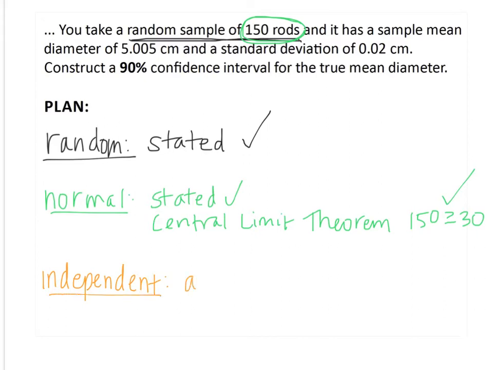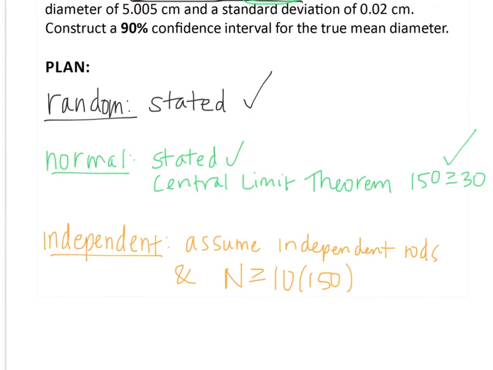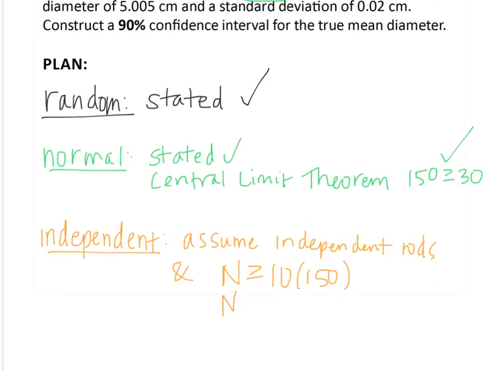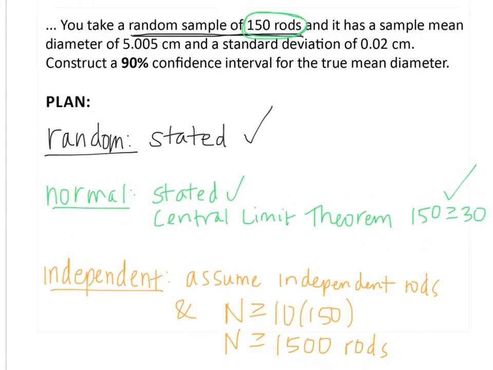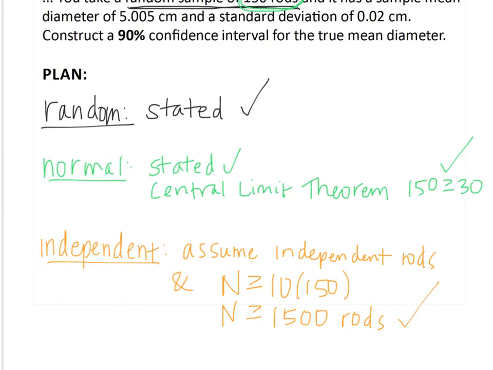We are going to assume they're independent rods, so assume that one rod does not change the other. So assume independent rods and that the population of rods is at least 10 times 150. So we're going to assume that they make more than 1,500 rods on this machine, which is a safe assumption. If we're at a big plant and they're making all these rods, we can assume that the population is at least 1,500.